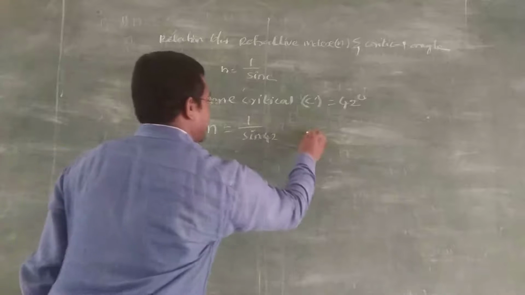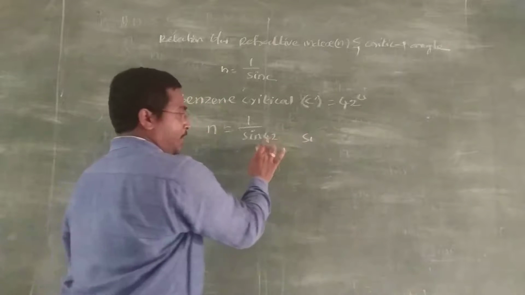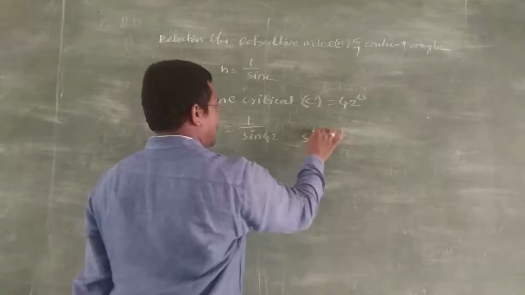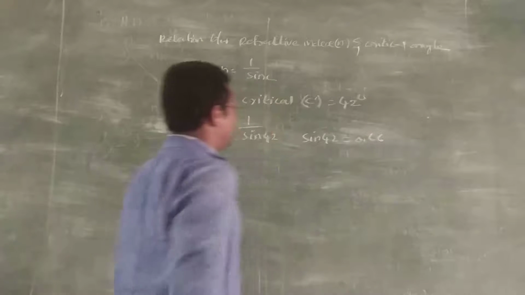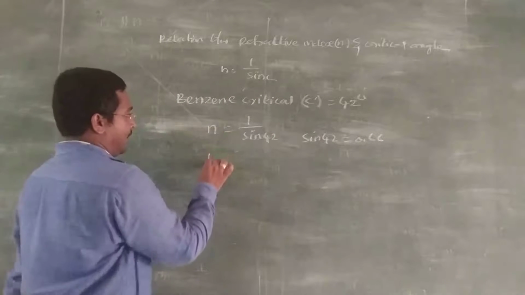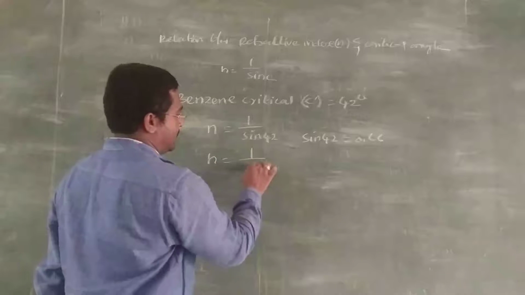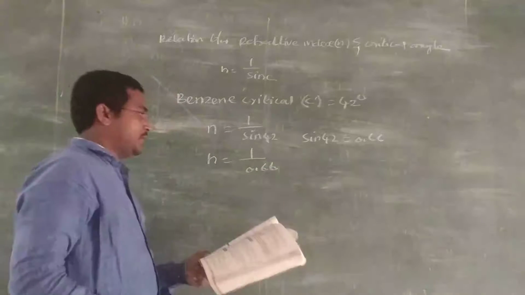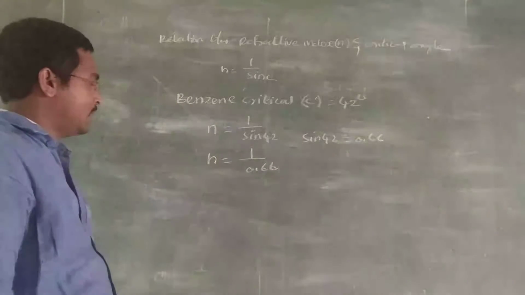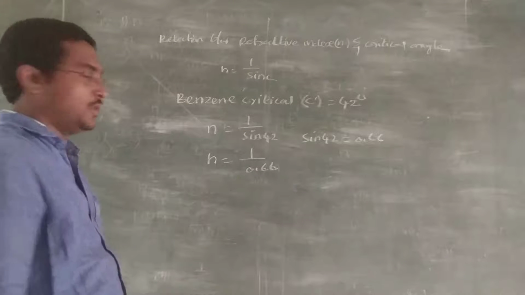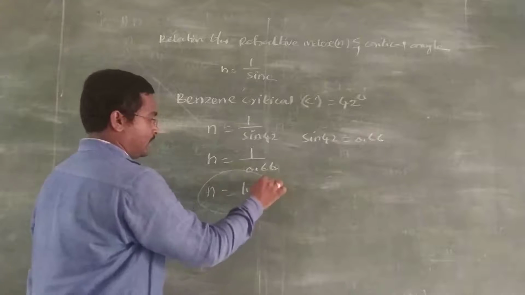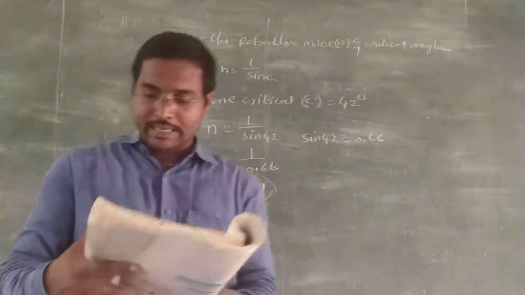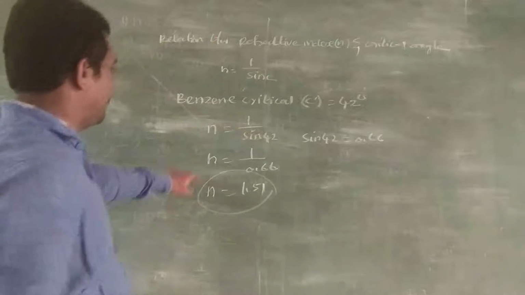So here sin 42, not 45, 42. Sin 42 value is 0.6. And here n is equal to 1 by 0.6. If you simplify this, 1 by 0.6, n is equal to 1.5. So like that, you want to calculate the refractive index.